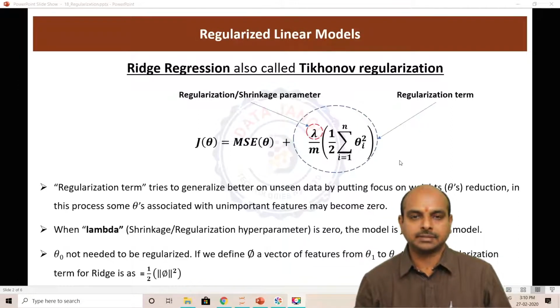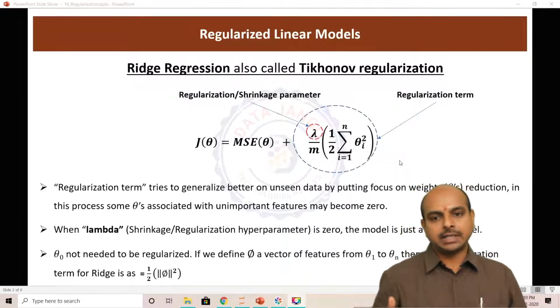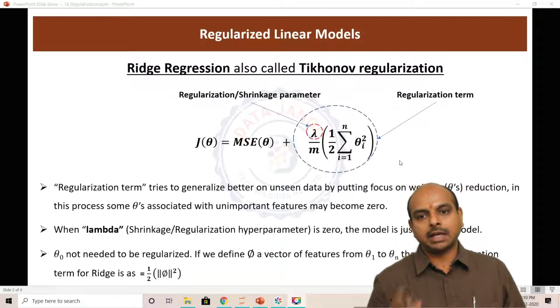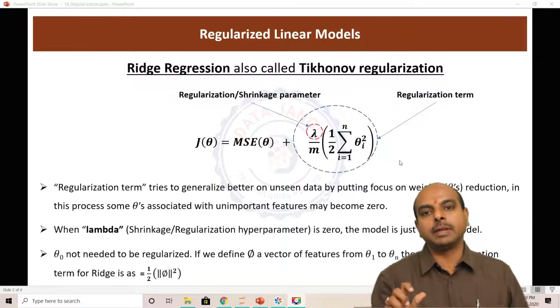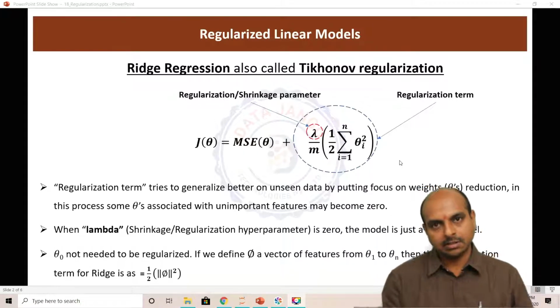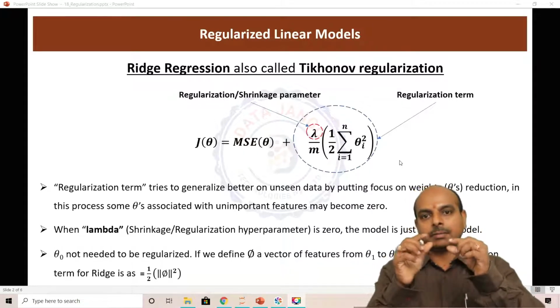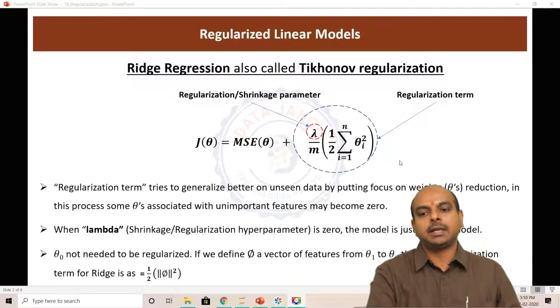Hello and welcome back. So let us try to understand ridge regularization and then try to apply this onto a data set and see how it works and how to play with the regularization parameter, or shrinkage parameter we call it, because we are trying to shrink some of the coefficients by playing with that shrinkage parameter.